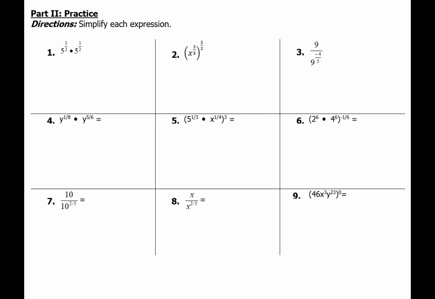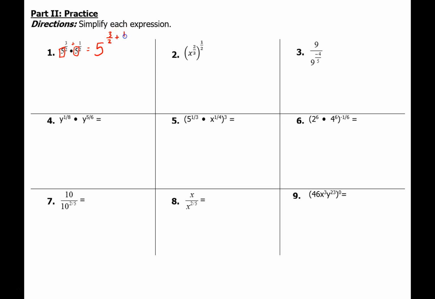Okay, so this first one, I have the same bases, base is 5, and I'm multiplying the two expressions together, or two terms together. So that means I am going to add the exponents. The base of 5 in this one is not going to change. The base is still just going to be 5. Don't multiply your bases together. So I have 5 to the 3 halves.